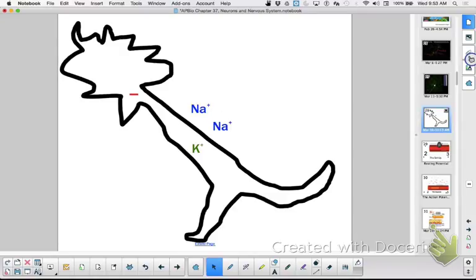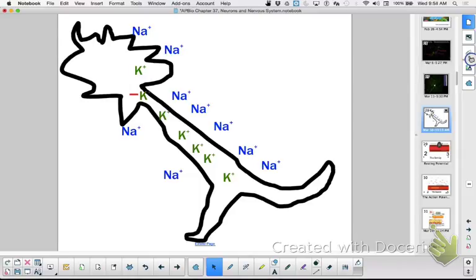Okay? So I haven't actually drawn the pump. It would be along this membrane right here, putting 3 sodiums out and each time 2 potassiums in. And this would be happening on both sides here. I'm just not taking the time to set it completely up.